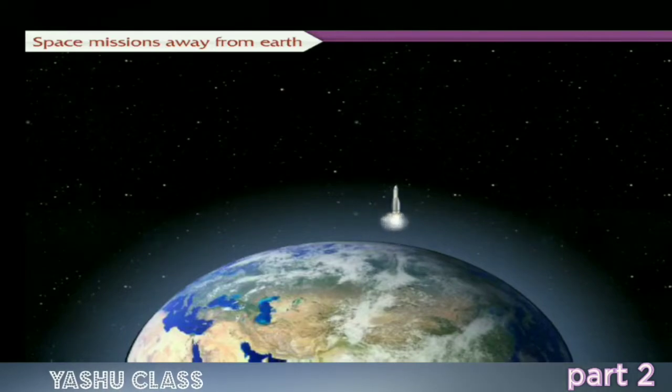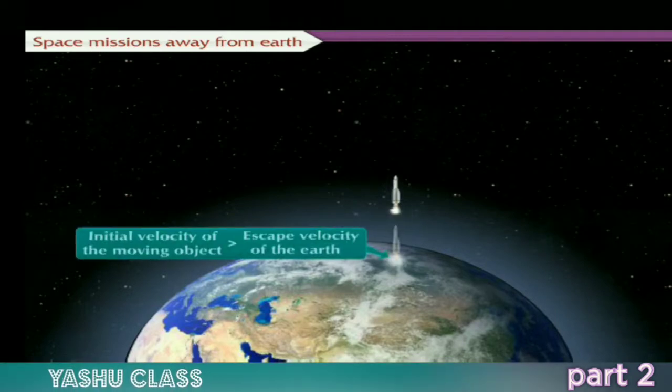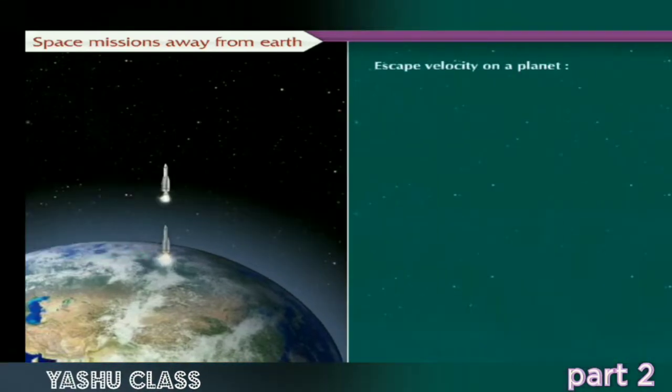To achieve this, the initial velocity of the moving object must be greater than the escape velocity of the Earth. Escape velocity on a planet can be obtained using the formula V escape is equal to square root of 2 into G into M upon R.